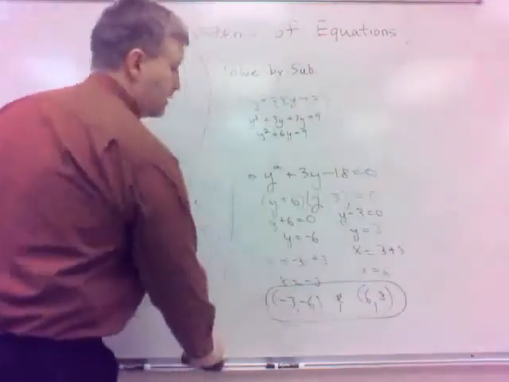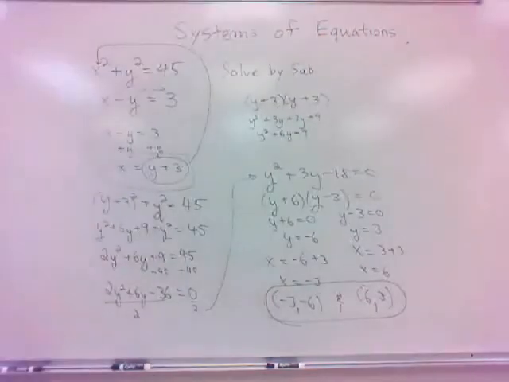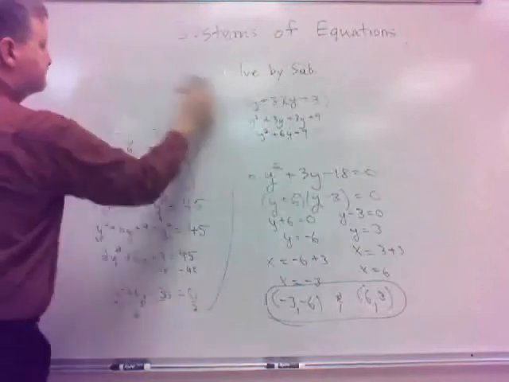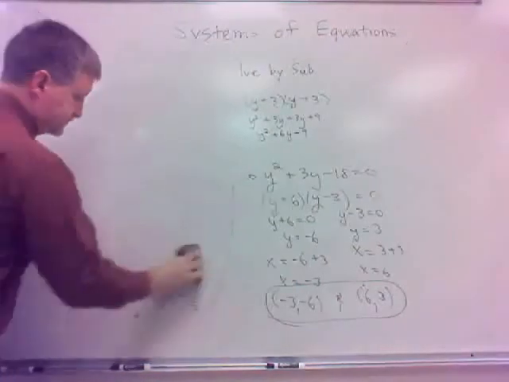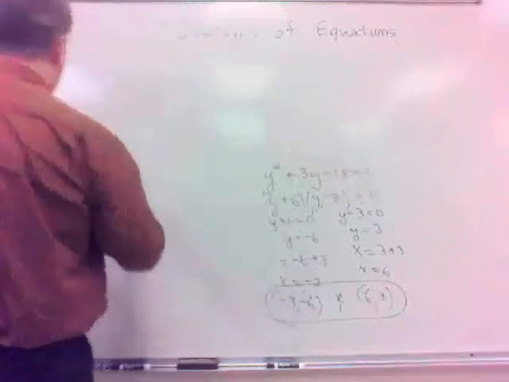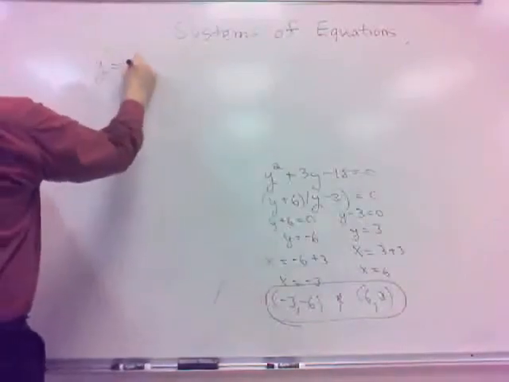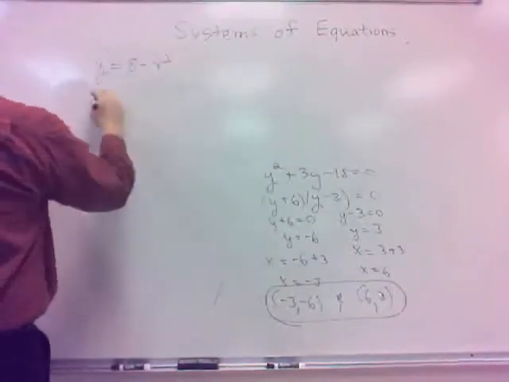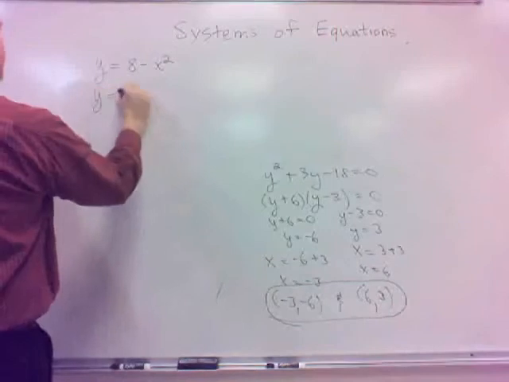Let's try this one. y equals 8 minus x squared, and y equals 8 minus 2x.